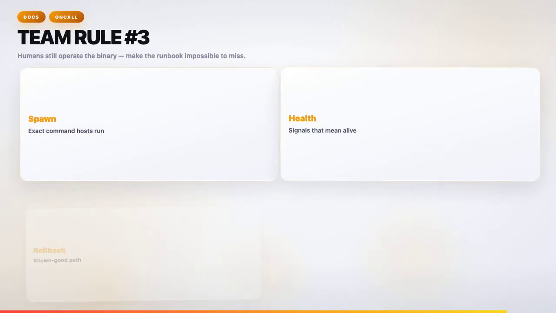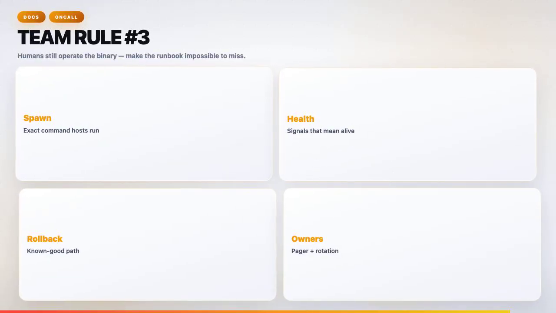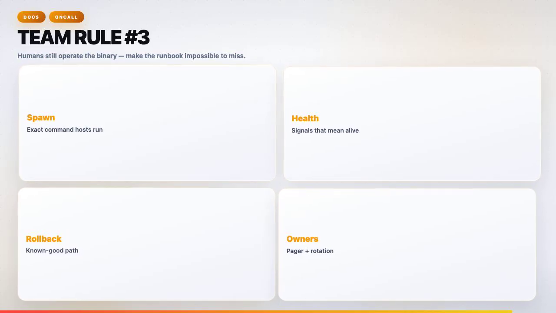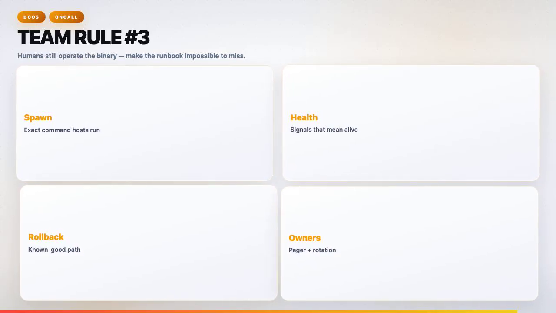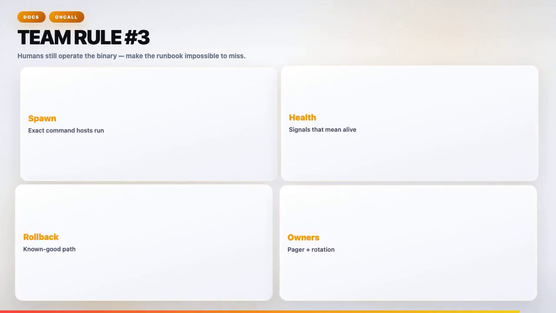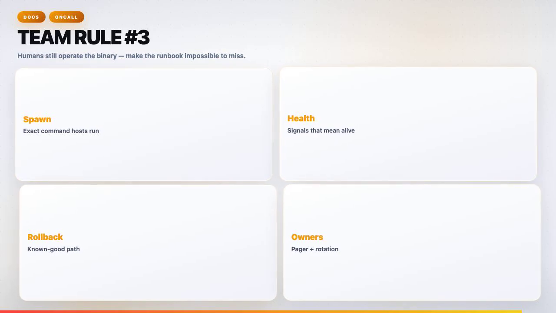Publish a one-page runbook with spawn command, health checks, rollback, and who owns rotations. MCP reduces glue, but humans still operate the binary when incidents strike. Link the runbook from the README so on-call does not have to hunt for it.